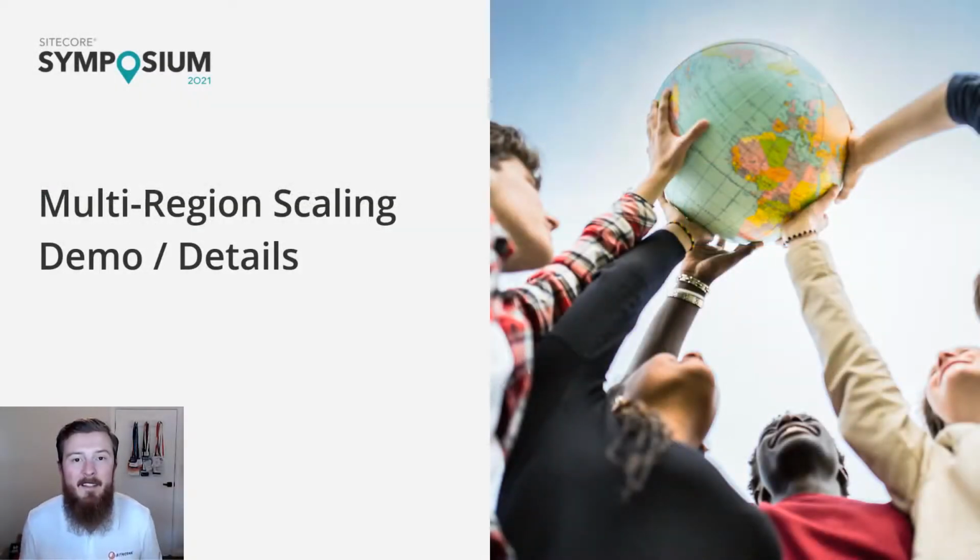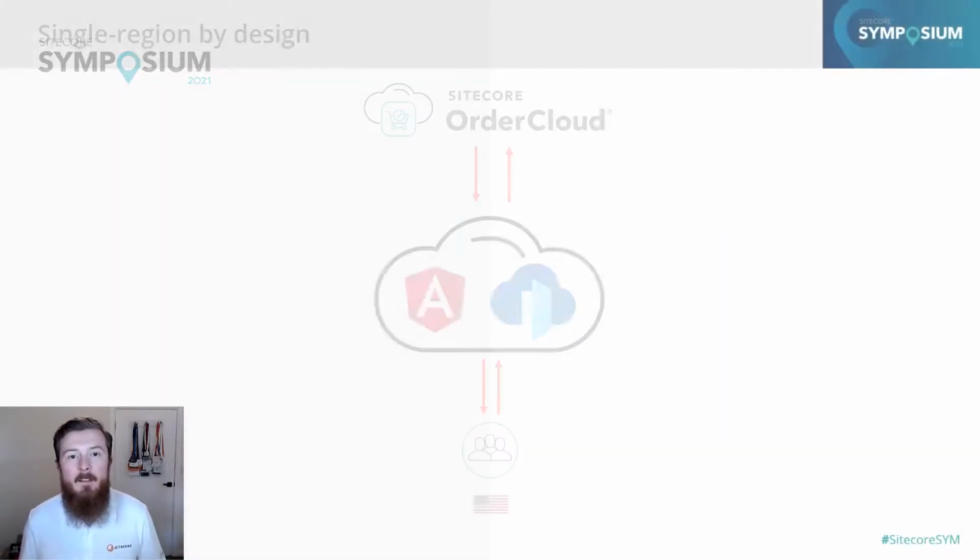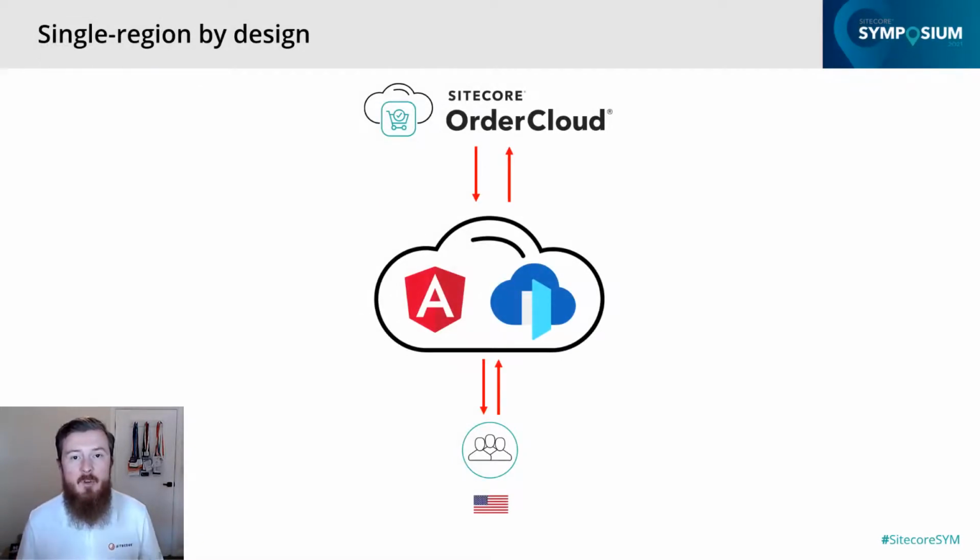Thanks, Christian. So now it's time to take a look at the final one of these three scenarios, multi-region scaling. This is the current setup that Sitemovebox 51 have today. As we said before, they've built their site to leverage Sitecore's OrderCloud. It's an Angular application, hosted in Azure, using Azure Front Door to serve out their application.